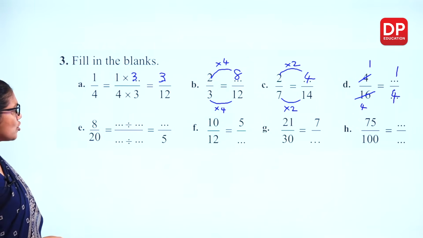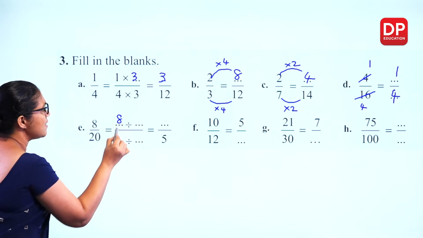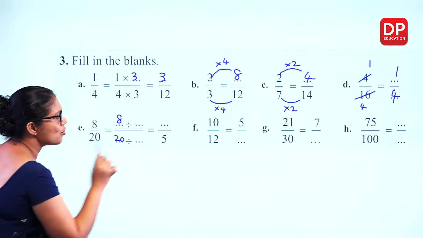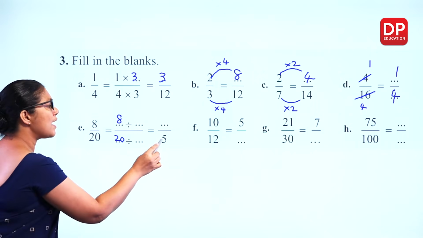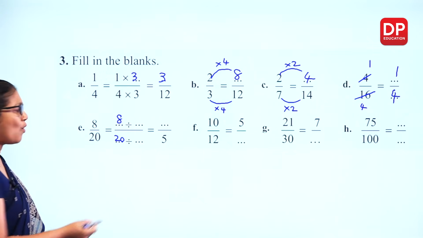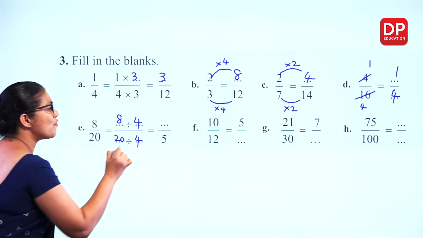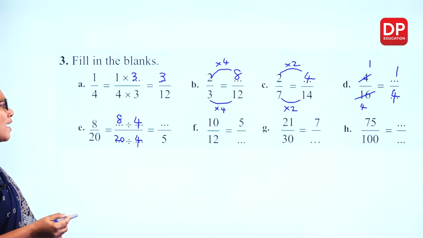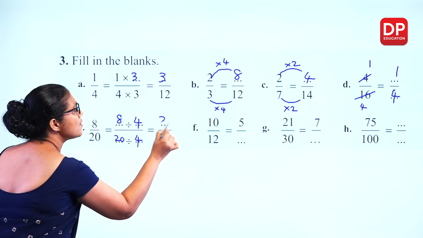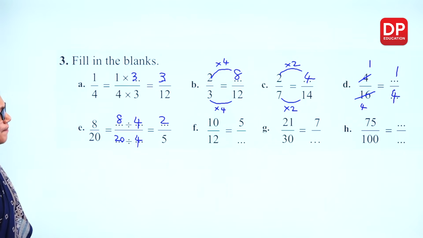You have been given a fraction and there's a division sign. That means you take these two numbers, you have to divide by a number to get 5. So how do you get 5 from 20? You need to divide by 4. So this number should be 4. That means this is also 4, because to find equivalent fractions, you have to do the same thing. 8 divided by 4 is 2. We know that 20 divided by 4 is 5.